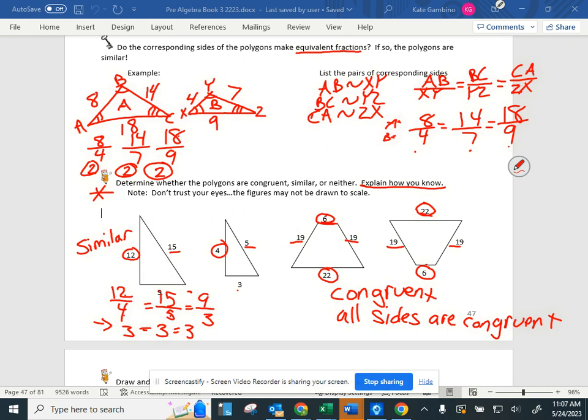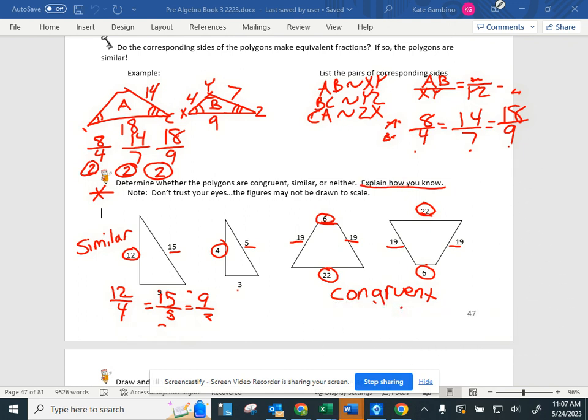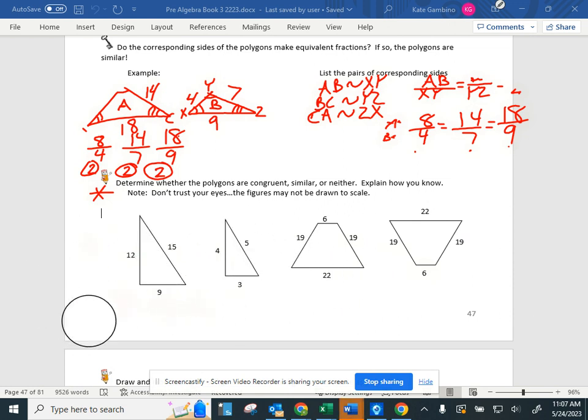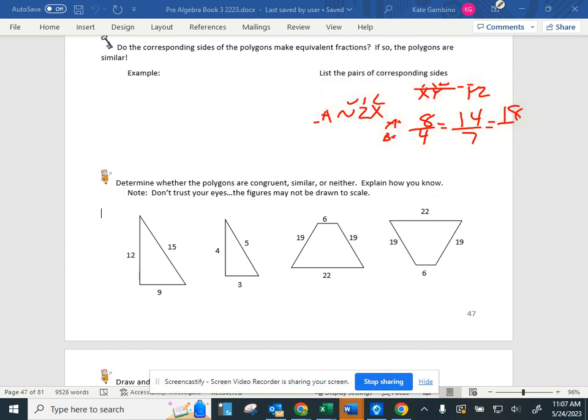All right, let's look at our second page. It does not want to erase for me today. There we go. All right.